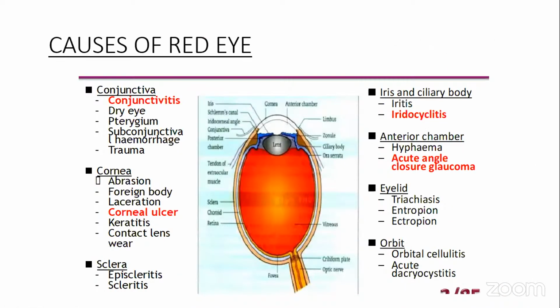So we jump into the causes of red eye. Like I said earlier, the causes range from anything that affects all the structural layers of the eye. So right from the cornea to the conjunctiva, to the sclera, to the iris and ciliary body, the anterior chamber, the eyelid, and then the orbit. So we will take these in a bit more detail.